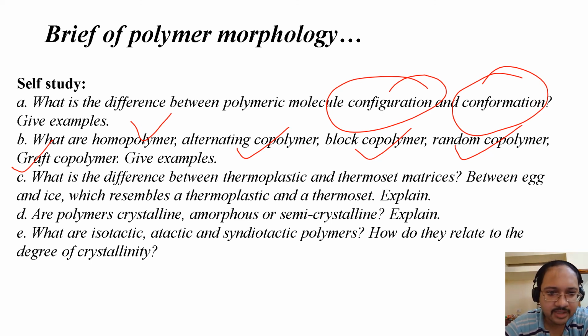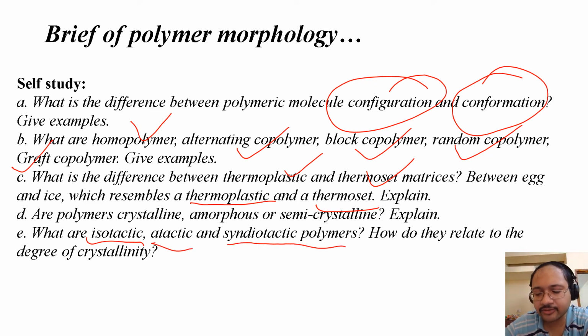Give examples. What is the difference between thermoplastic and thermoset matrices? We will come to detail later, but you can do some reading on that. Between egg and ice, which resembles the properties of a thermoplastic and a thermoset? That's a common understanding. Are polymers crystalline, amorphous, or semi-crystalline? What are isotactic, atactic, syndiotactic polymers, and how do they relate to the degree of crystallinity?